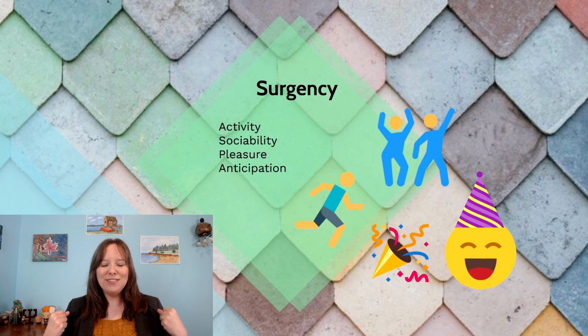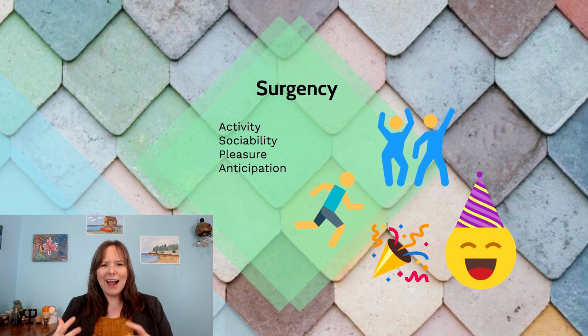Someone with high surgency is very highly active. They move around more. They're more energized. They also tend to be more sociable, more outgoing. And they tend to display higher or more intense pleasurable emotions. They're more happy a lot of the time. And they tend to display more frequently facial expressions associated with anticipation.